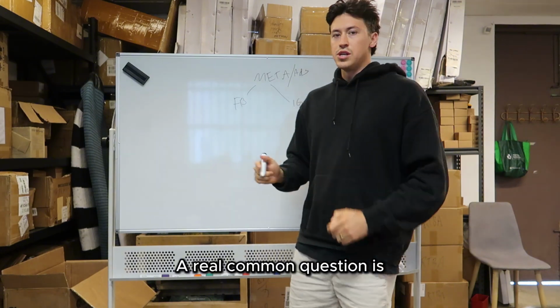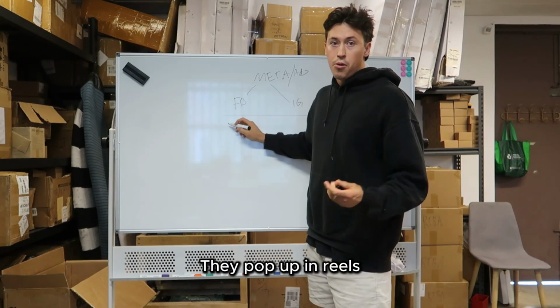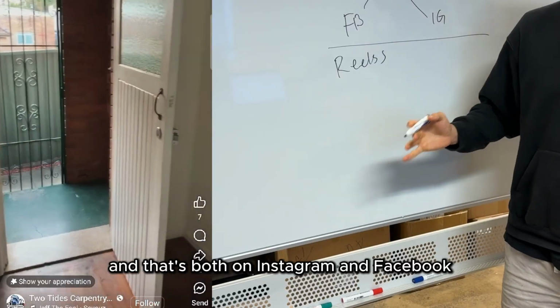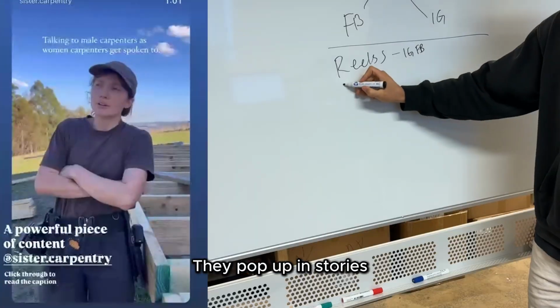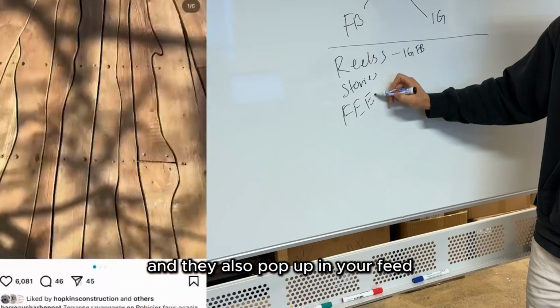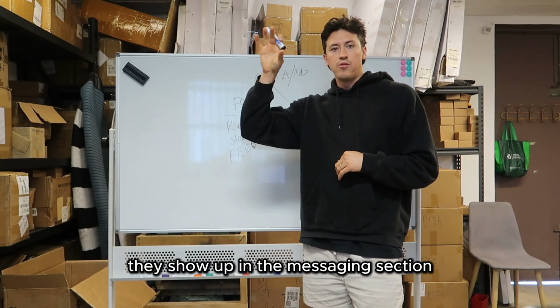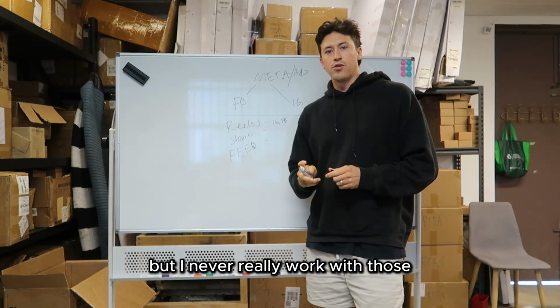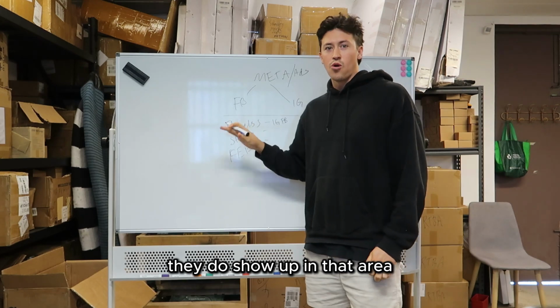A really common question is, where do these ads pop up? They pop up in a lot of places. They pop up in Reels, both on Instagram and Facebook. They pop up in Stories, obviously on Instagram and Facebook, and they also pop up in your feed. They do have some messaging ads that show up in the messaging section, but I never really work with those. I don't think they work well. But for the sake of it, they do show up in that area.